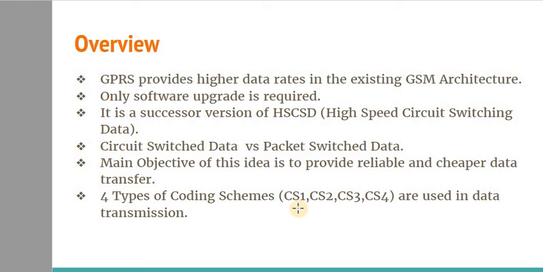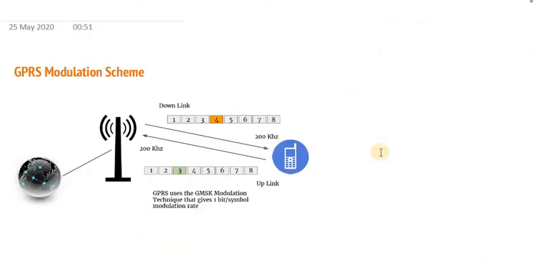Our main objective is to provide reliable and cheaper data transfer. In this lecture we will see how we can achieve this goal with the use of GPRS technology. In GPRS, we have to use the GMSK modulation technique. GMSK stands for Gaussian minimum shift keying, in which there is a base station tower and a receiver. This is the mobile equipment, and these are the downlink channel and the uplink channel, and the coding scheme is used to provide the data transfer between the uplink and the downlink channels.